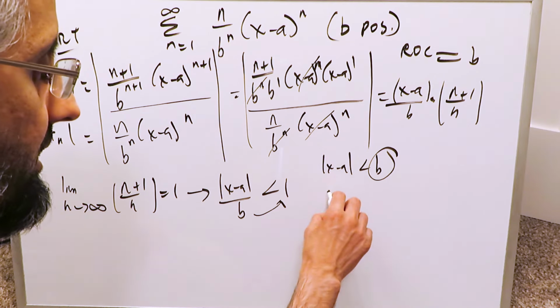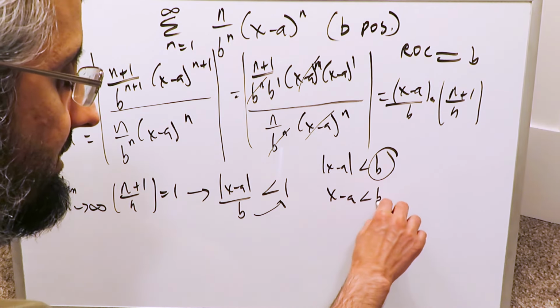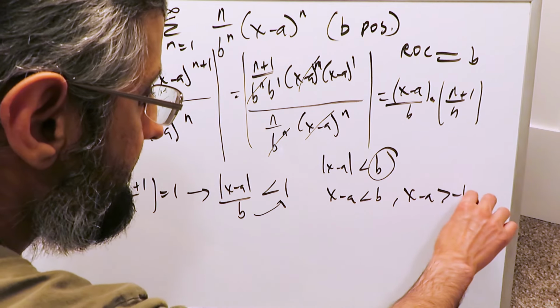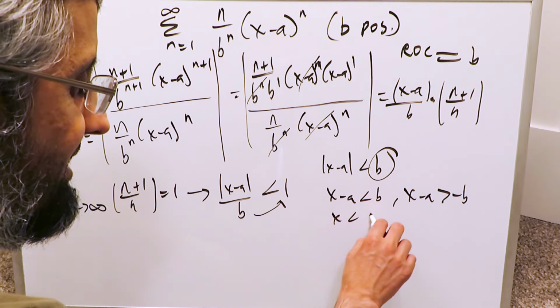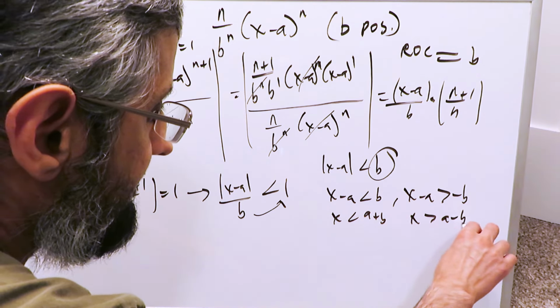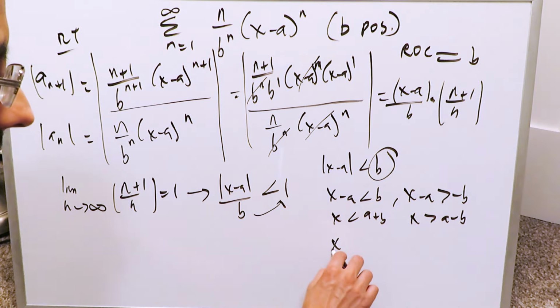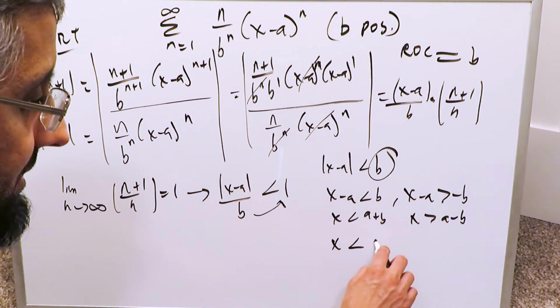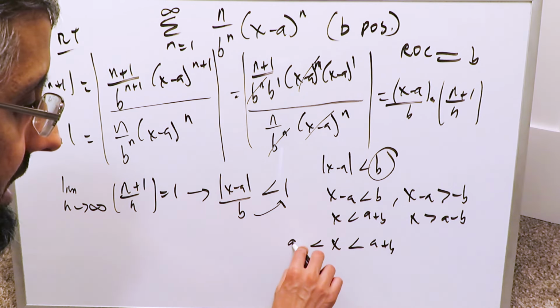Solve this out by means of an inequality. You open it up. X minus a is less than b. X minus a is greater than minus b. X here is less than a plus b. X over here is greater than a minus b. That tells you your interval of convergence is this. X is less than a plus b, but it's greater than a minus b.